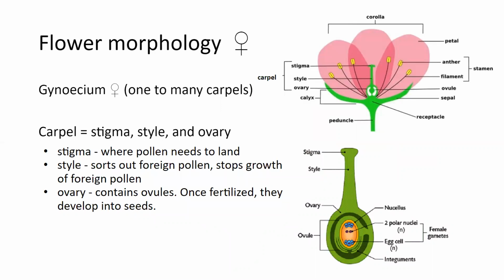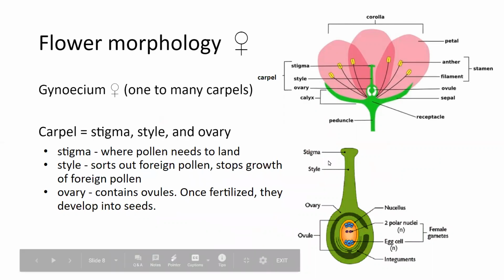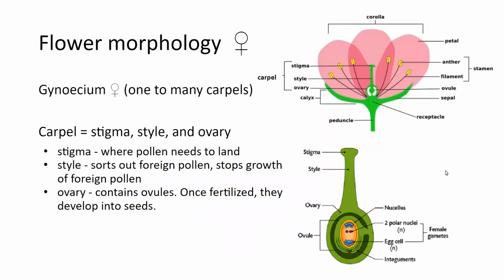So remember, the gynoecium can be made of 1 to many carpels. And when we're talking about the carpel here at this diagram on the bottom, we're talking about 3 main parts: the stigma, the style, and the ovary. So the stigma is at the very top of the carpel, and that's where the pollen lands. So it's sort of a landing spot for pollen. It's often sticky to collect pollen.